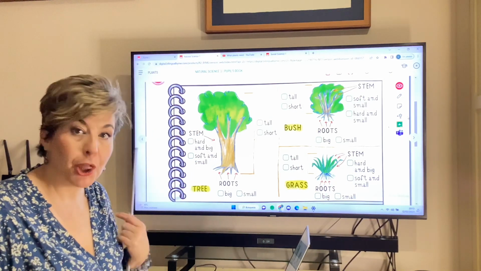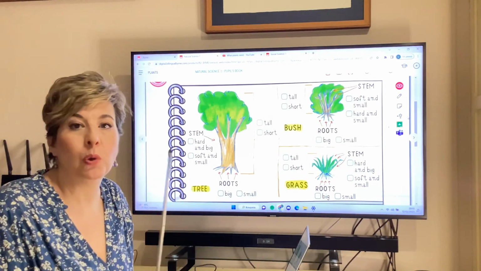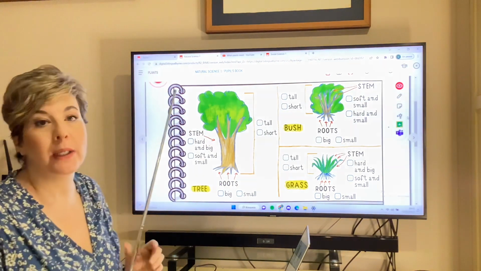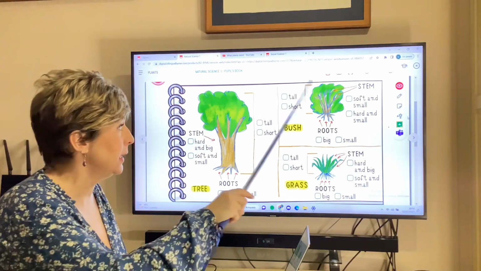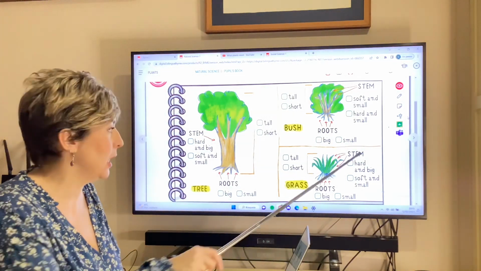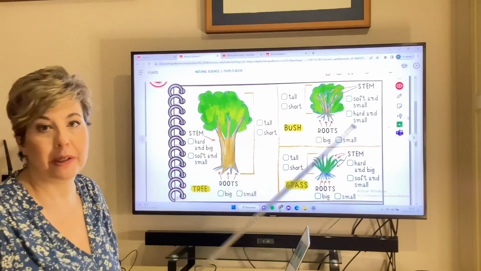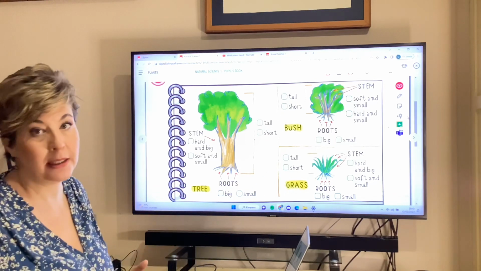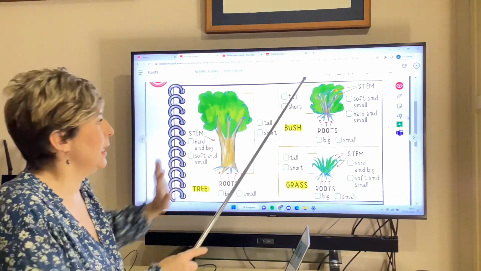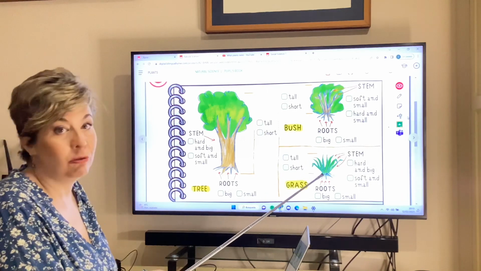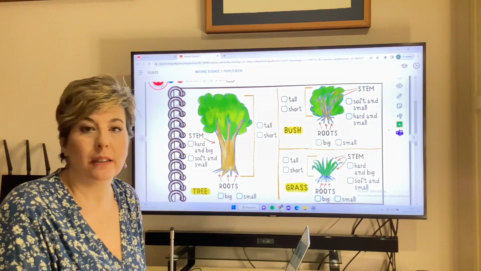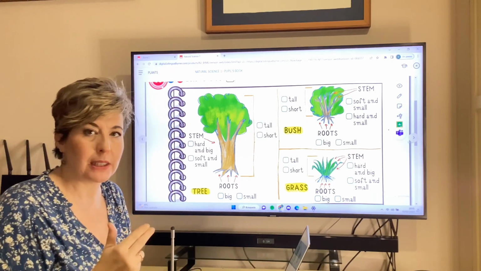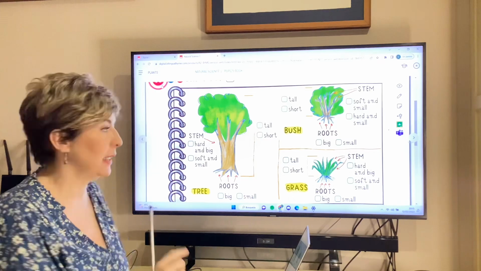Here we have the 3 types of plants that we are going to study. We are going to study trees, we are going to study bushes, and we are going to study grasses. Remember, trees, bushes, and grasses. And in singular is a tree, a bush, a grass. What are the characteristics of trees, bushes, and grasses? We are going to listen and tick.